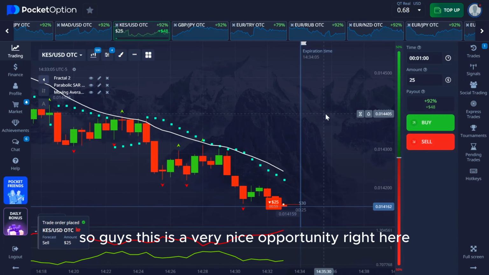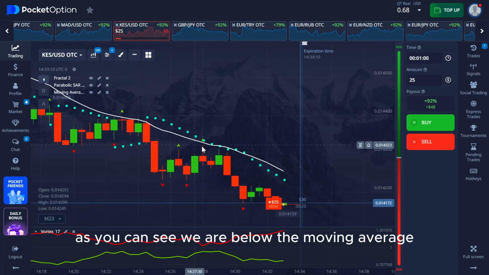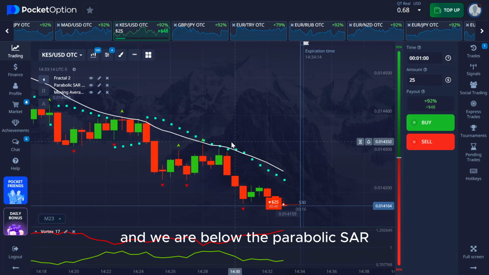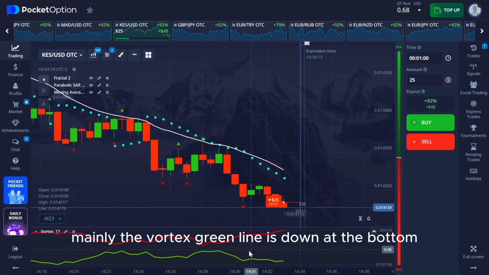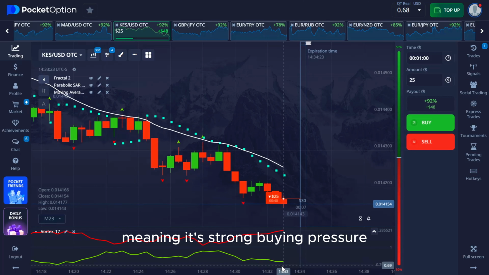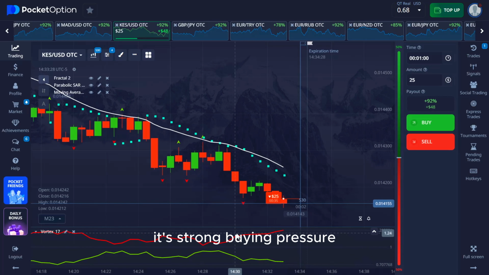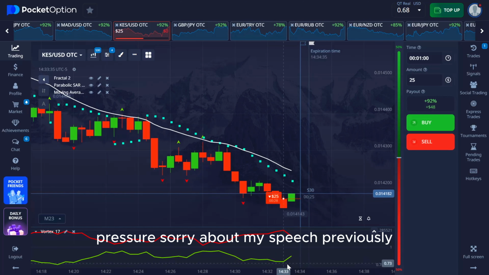You guys, this is a very nice opportunity right here. As you can see, we are below the moving average and we are below the parabolic SAR. Mainly the vortex green line is down at the bottom, meaning it's strong buying pressure. When the green line is above the red line, it's strong buying pressure, and when it's below, it's strong selling pressure. Sorry about my speech previously.